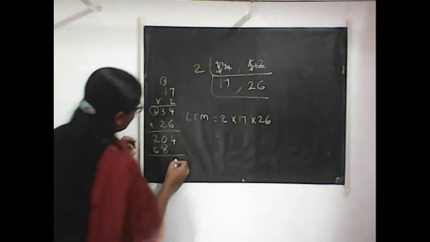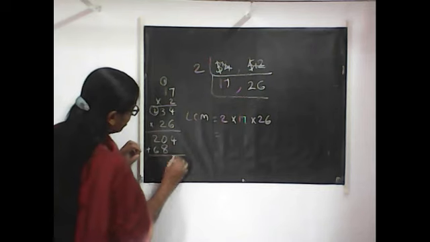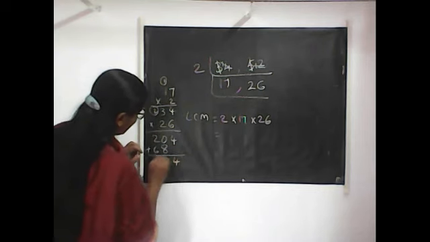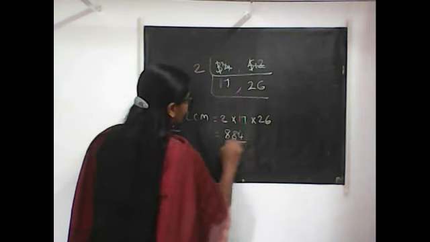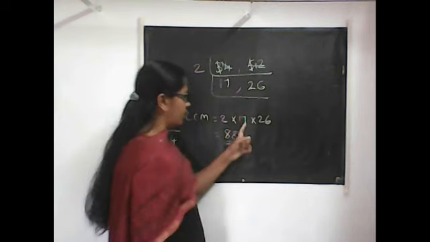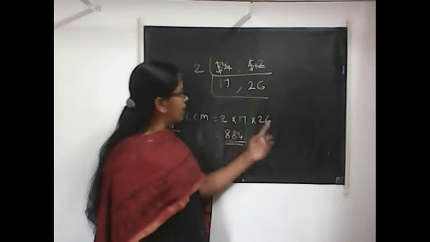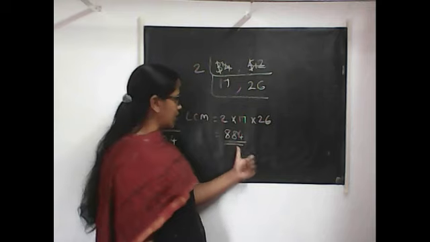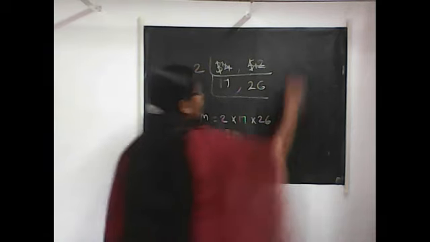Okay, multiply and see. 4 2s are 8. 3 2s are 6. Then add it. 4, 8, 8. So, you got 884. Okay, you have to multiply 2 into 17 first. And the answer you got should be again multiplied by 26. Then only you will get the correct answer. 884.